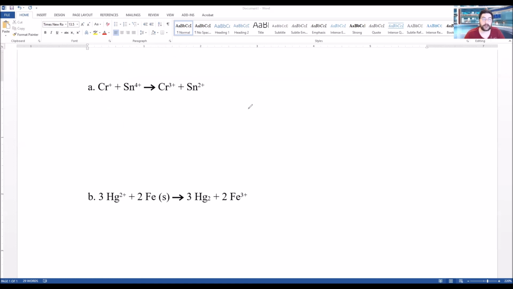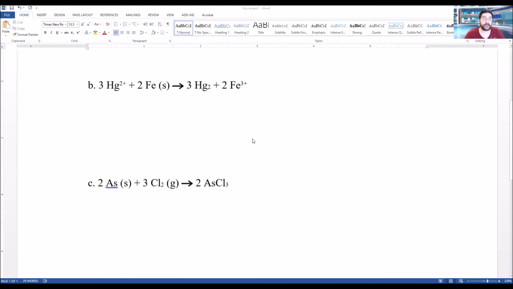All right, let's look at letter B here. So we have mercury 2+, okay? And then over here, we just have mercury, the metal, the element. Remember I told y'all that mercury was a diatomic molecule. And so that's why it's written down here Hg2. So it's just diatomic. But this is the metal mercury.